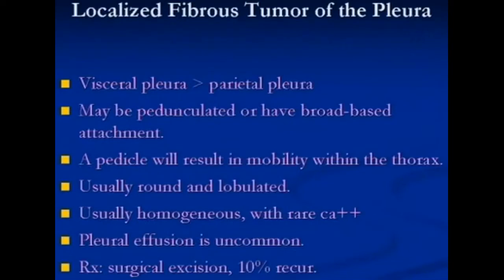They more often affect the visceral rather than parietal pleura. They can be pedunculated. That's where it's really neat to have an example of it. And so they move around. Another point that's very important is they tend to be homogeneous, particularly when you inject them. And if it's not, then think about something else. Pleural fluid is very uncommon.